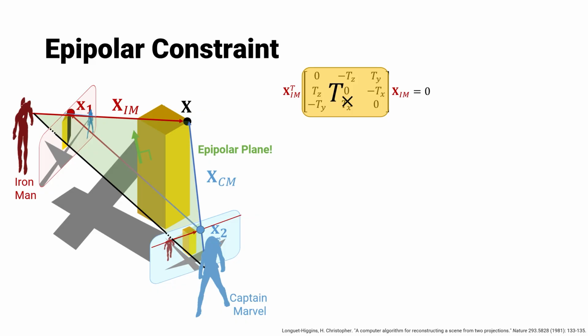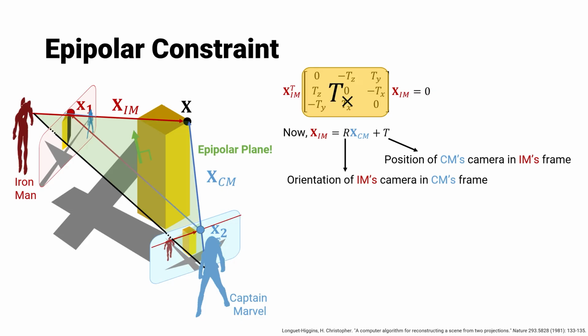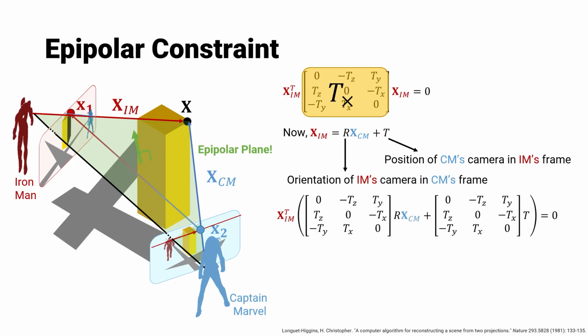We will use that. And also remember that capital XIM and capital XCM are related to each other through R and T, because that's how we define the coordinate frame of reference. So we know that XIM is equal to R times XCM plus T, which is basically applying the rotation and translation. So here R is the orientation of Iron Man's camera in the Captain Marvel's frame of reference, and T on the other hand is the position of the Captain Marvel's camera in the Iron Man's frame of reference. So let's apply the first equation, the bilinear form, into the second equation, and this is what we have.